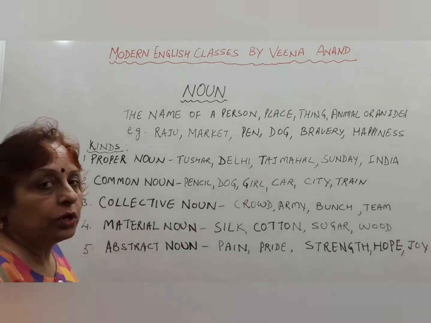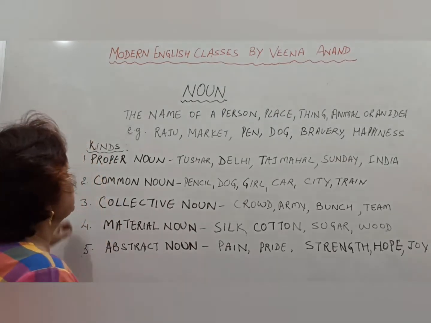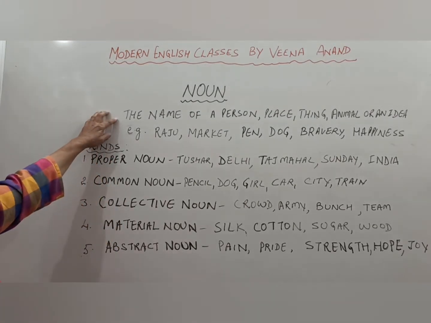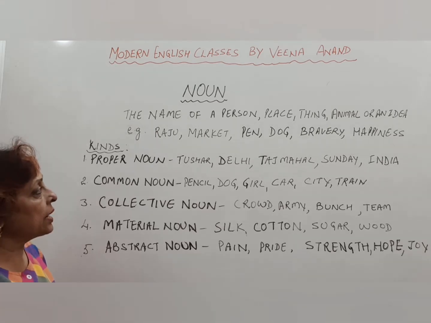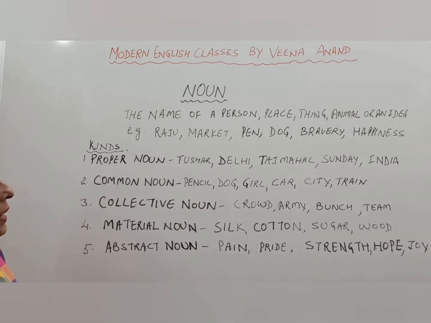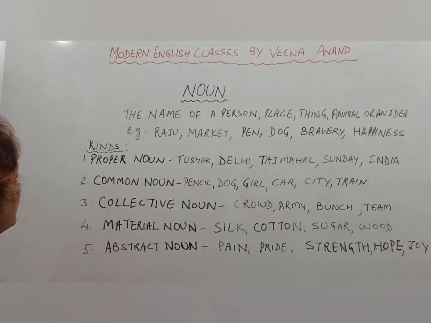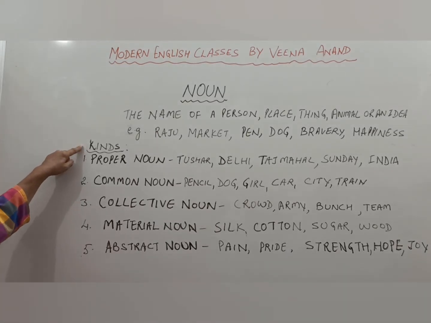Now let us see what a noun is. A noun is the name of a person, place, thing, animal or an idea. For example, Raju, the name of a person; market, a place; pen, a thing; dog, an animal; bravery and happiness are related to ideas.